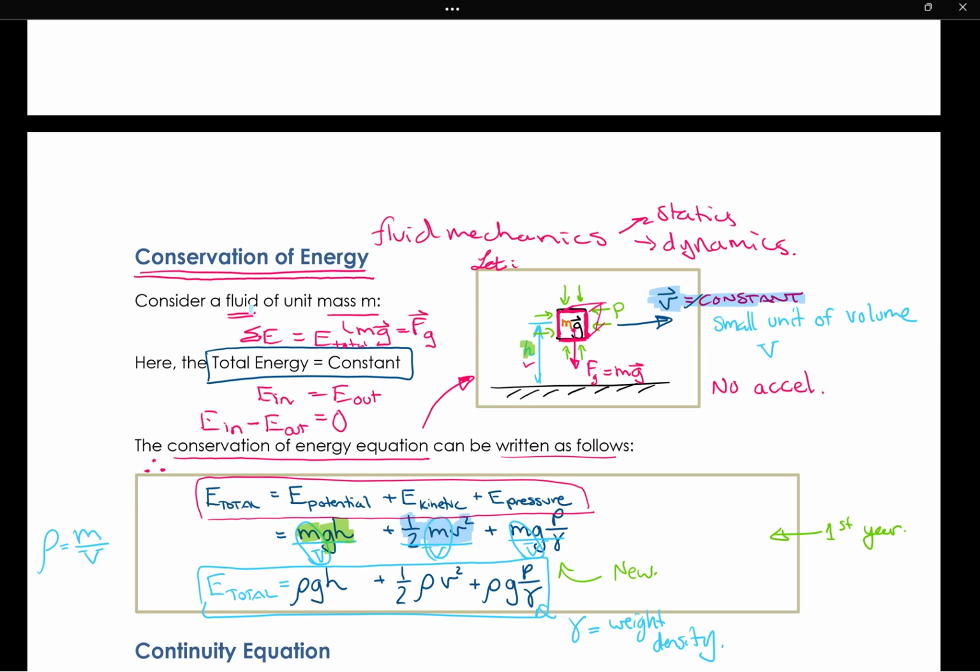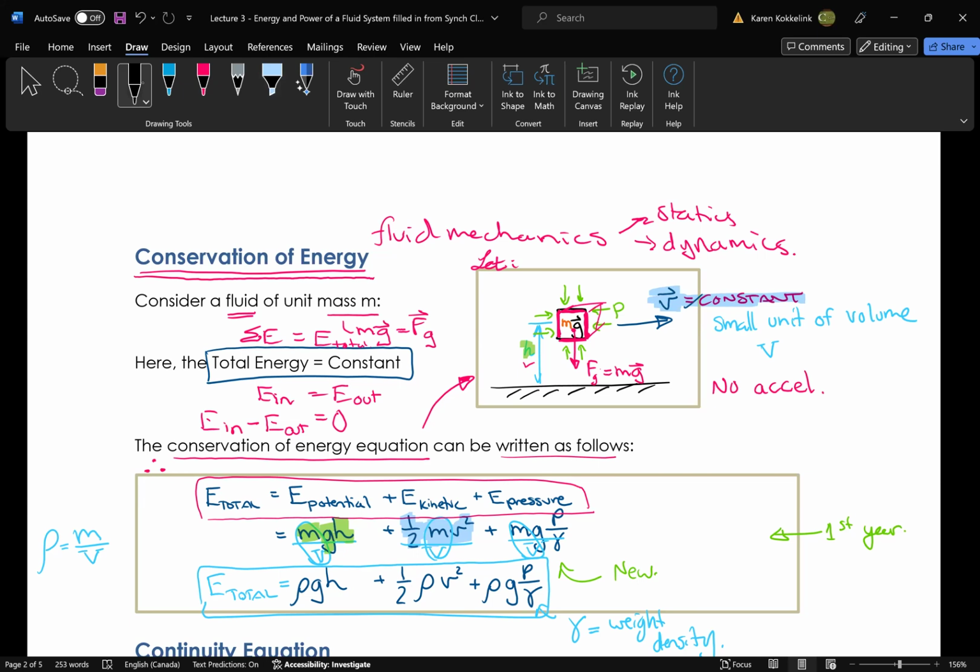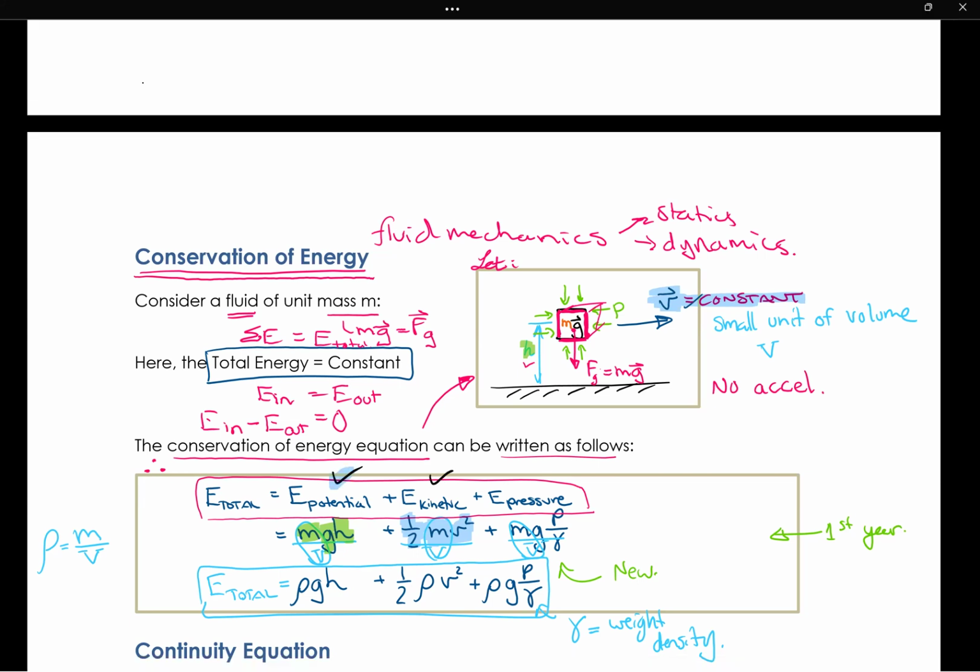And what we need to know about fluids is new. So we have probably explored the concepts before about potential energy and kinetic energy, but the energy due to pressure, well, that's a new one.